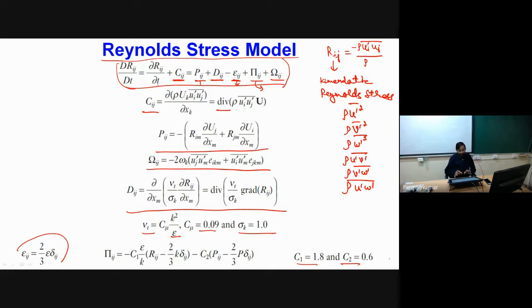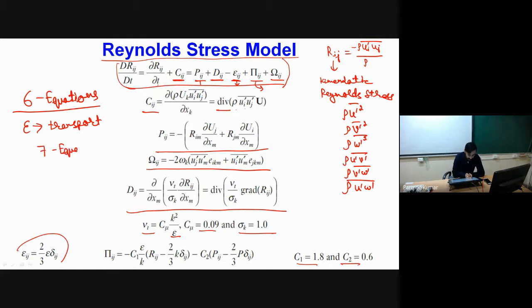Okay, so what we are having over here, we will be having individual stress equations. So for 6 different Reynolds stresses, we are having 6 transport equations, and along with these 6 transport equations, because epsilon is also involved, we have to solve one additional equation for transport of epsilon. Because of these 7 extra equations involved in order to take care of the turbulence, this particular Reynolds stress model is also called the 7 equation model.